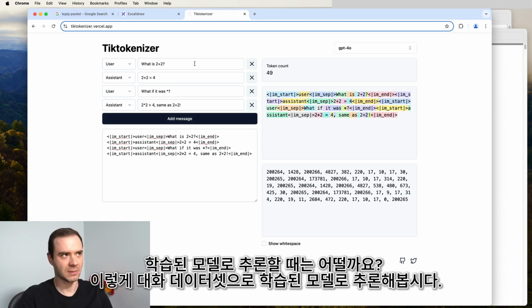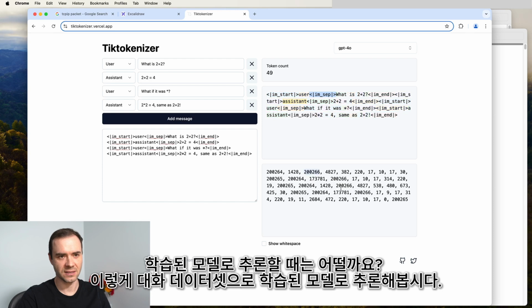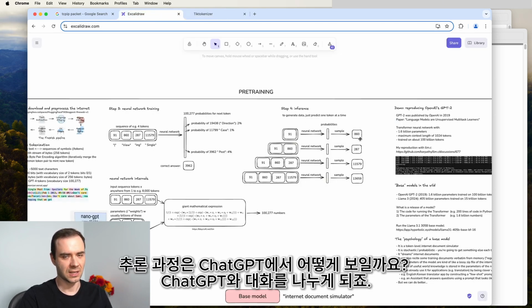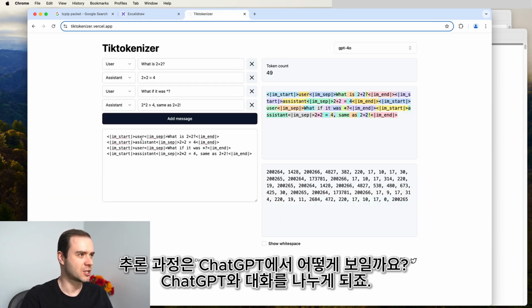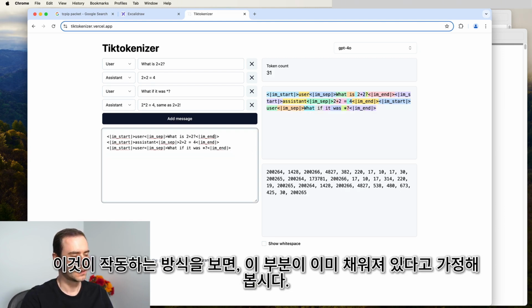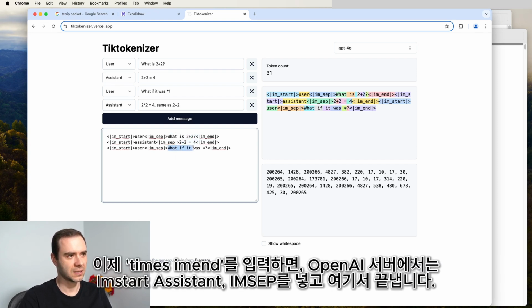Say we've trained a model on these kinds of data sets of conversations, and now we want to do inference. So during inference, what does this look like when you're on ChatGPT? Well, you come to ChatGPT and you have, say, a dialogue with it. And the way this works is basically, say that this was already filled in. So like, what is 2 plus 2? 2 plus 2 is 4. And now you issue another question, followed by IM end.